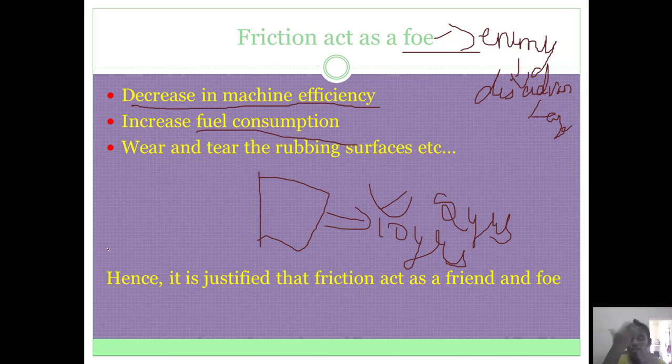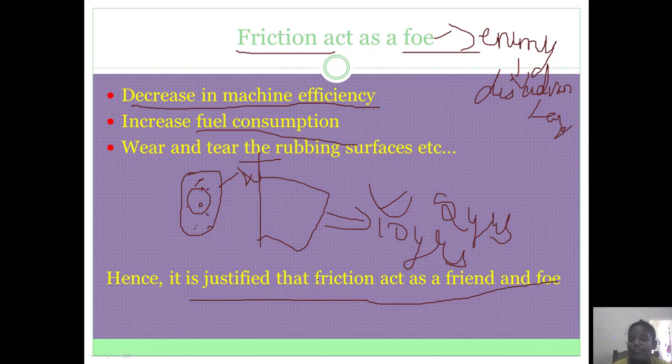Our shoes rub with the surface when we walk, so there is wear and tear. You often see a hole in the sole of your shoe. That is because of friction. Hence, with these examples, it is justified that friction acts as a friend and foe.